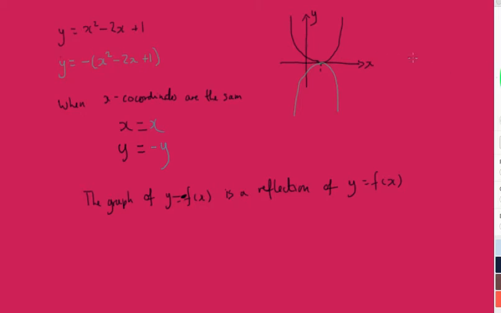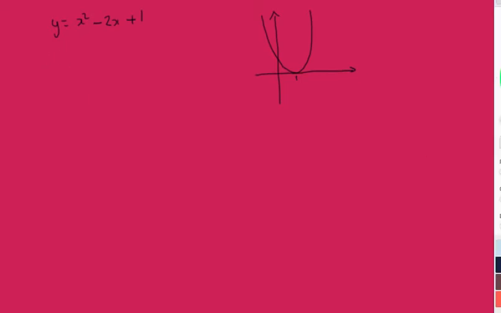Now let's consider a reflection in the y-axis. Let's consider y equals x squared minus 2x plus 1 again. So it's the same graph that we're doing, and that's 1. Now let's consider in blue this time. Consider y equals, now this time we're going to take x and we're going to make it negative. All x is negative. Minus x squared minus 2 minus x plus 1.